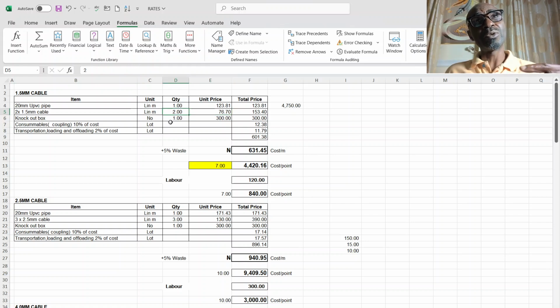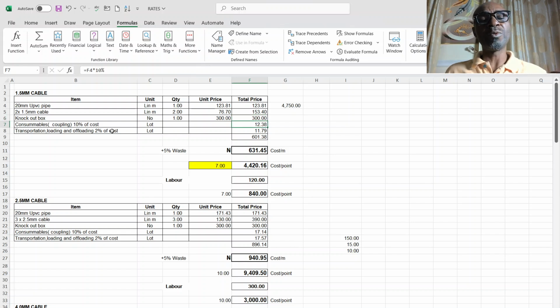For power, you need two cables, the supply and the neutral, to make that socket, that switch work. So that is why you are seeing 2 meters here by the cost of the 100-meter cable. The cost divided by 100 gives me the cost per meter, multiplied by 2 meters, which is neutral and the supply, gives me this. Then for the knockout box, of course, it is 1 at 300, which gives me 300.